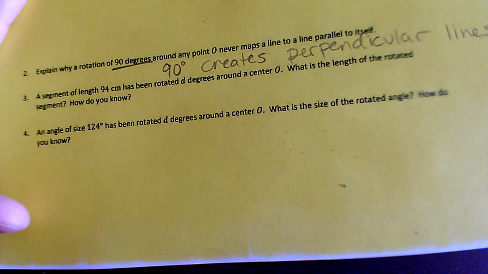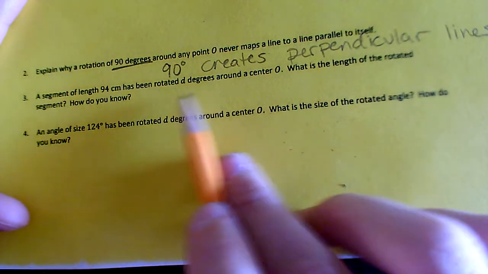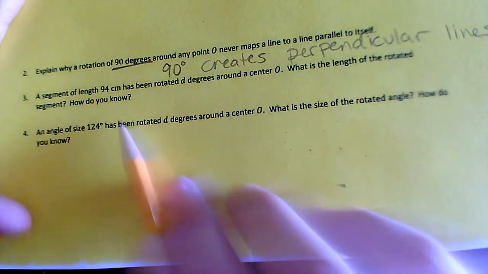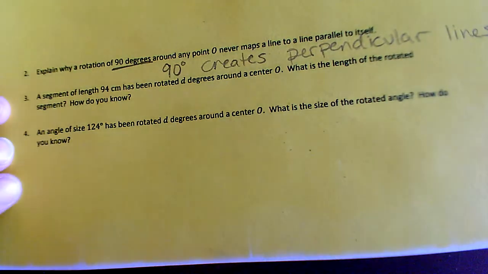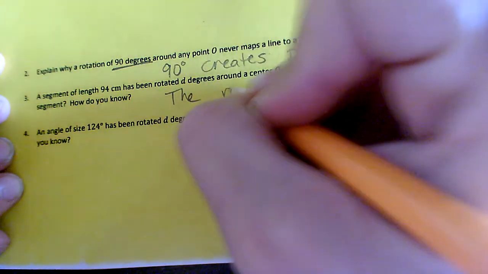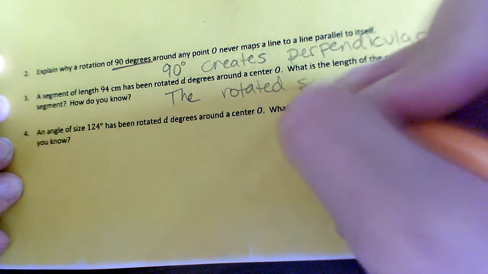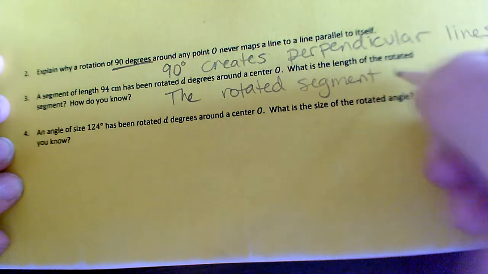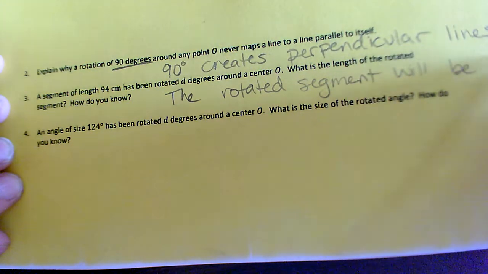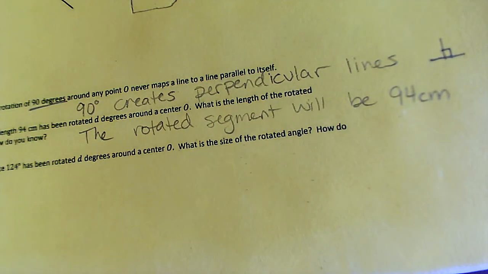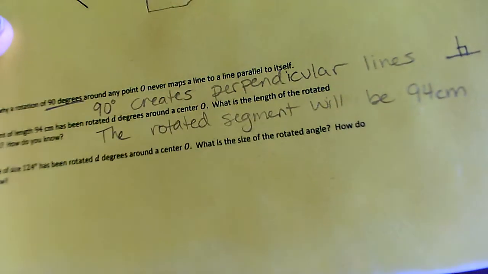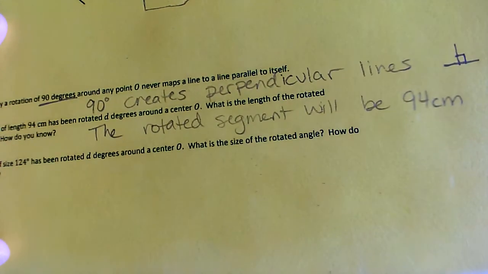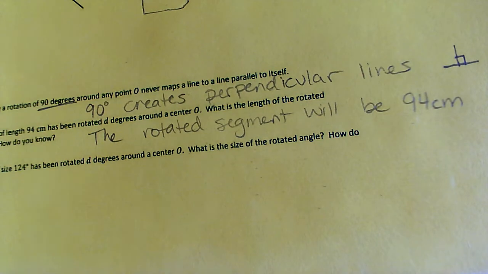3. A segment of length 94 has been rotated d degrees around a center O. What is the length of the rotated segment and how do you know? You are not going to actually draw this because 94 centimeters will take up more than your page. However, it will be 94 centimeters after you rotate it, and the reasoning is that this is rigid motion, and rigid motion preserves distance.